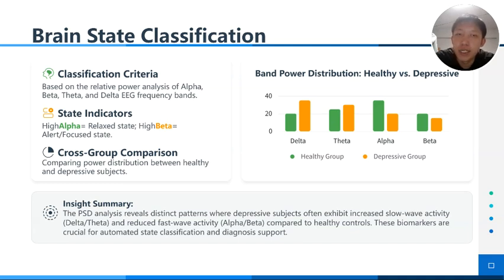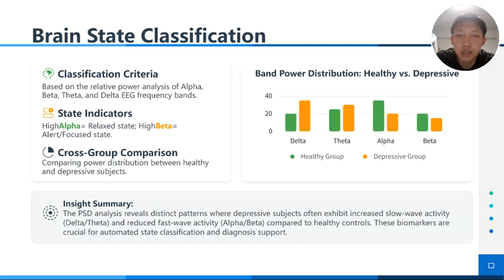Based on the PSD analysis, we can classify brain states. For example, a high alpha power typically indicates a relaxed state, while high beta power indicates a stressed or focused state.